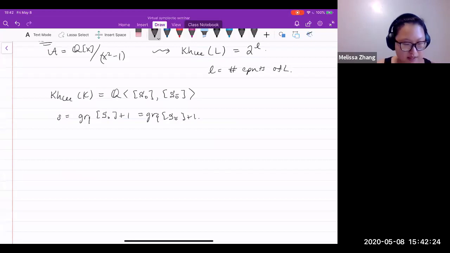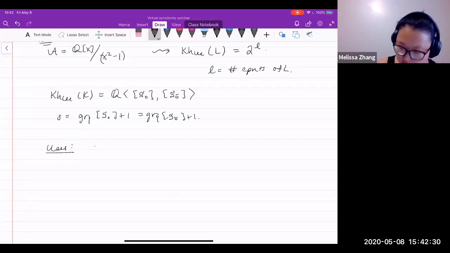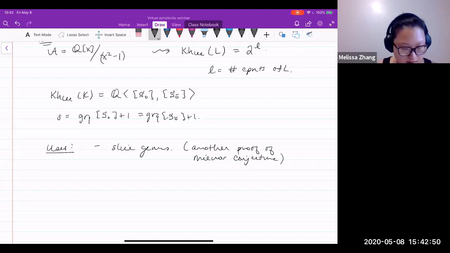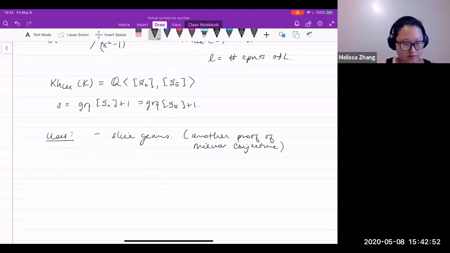So this has been very important. This s invariant has been super useful. Just 3 off the top of my head. First of all, it's a slice genus bound. So this allowed for another proof of the topological Milnor conjecture. This was in Rasmussen's paper. Originally, it was proven by Kronheimer and Mrowka using gauge theory.